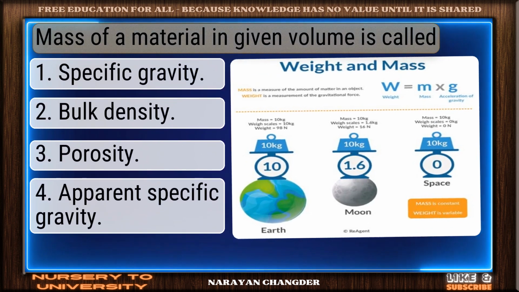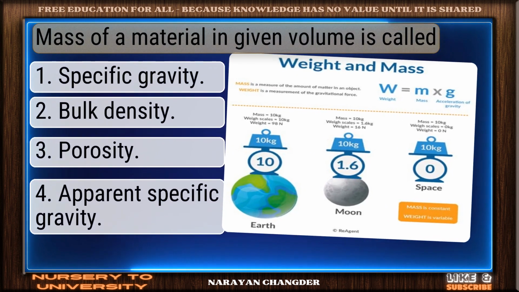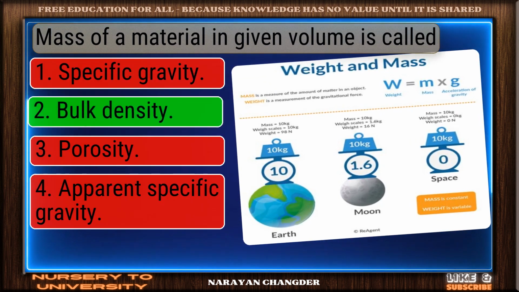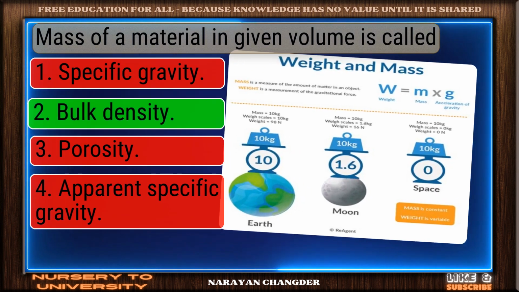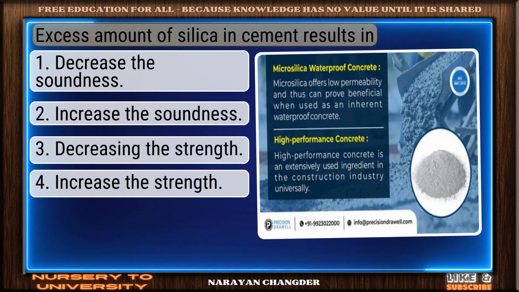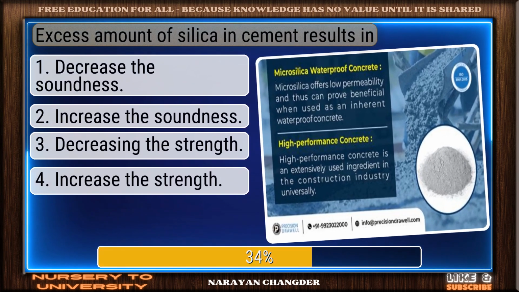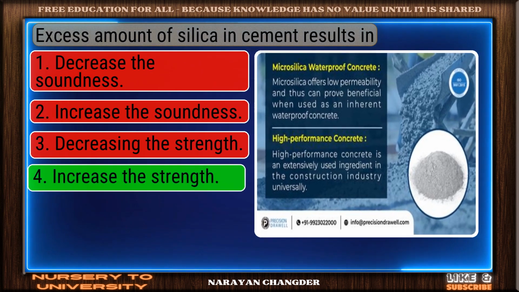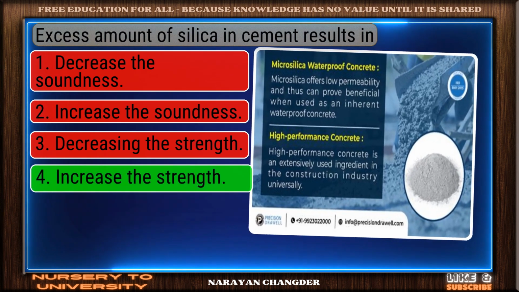Mass of a material in given volume is called. Well picked. Bulk density is the correct answer. Excess amount of silica in cement results in. Nicely done. Increase the strength is a solid answer.